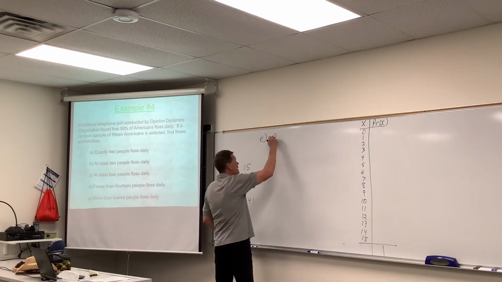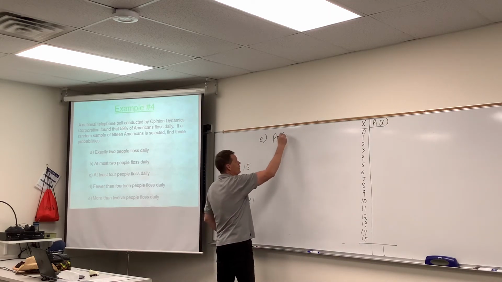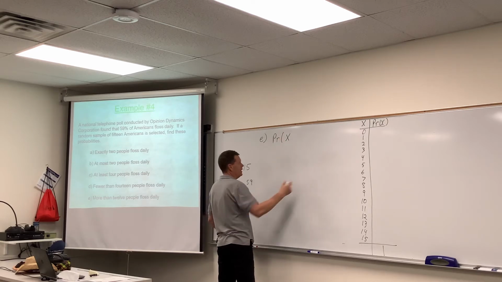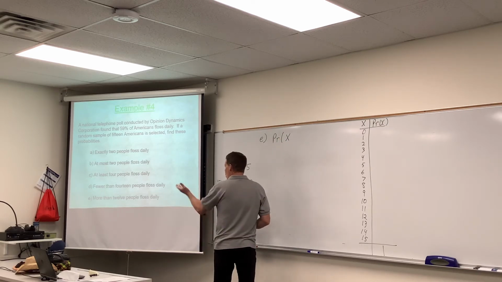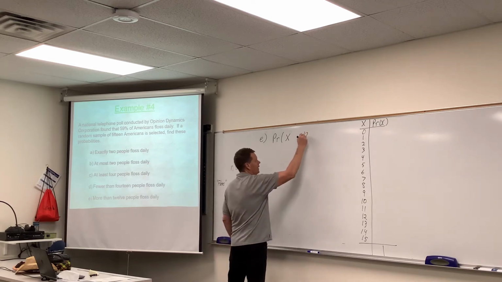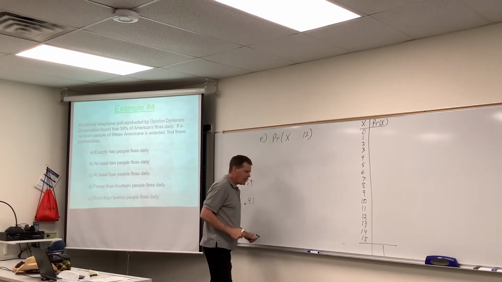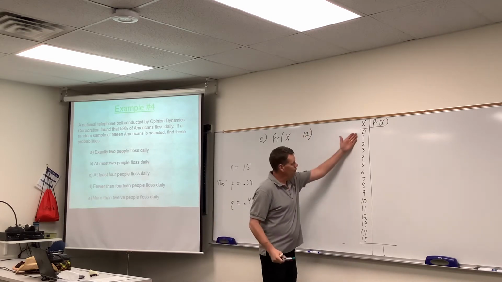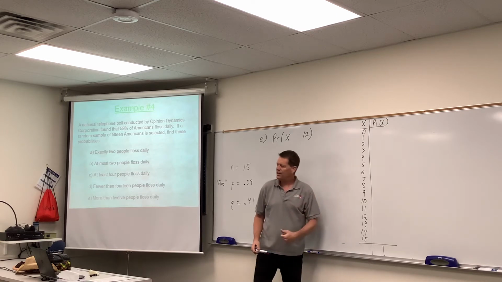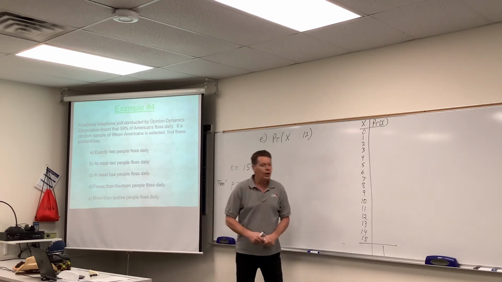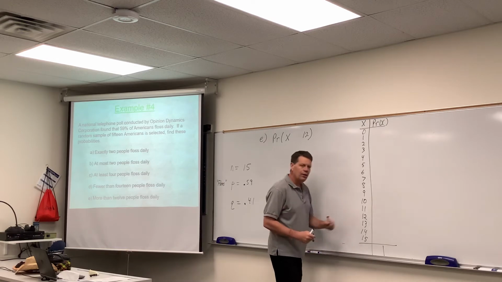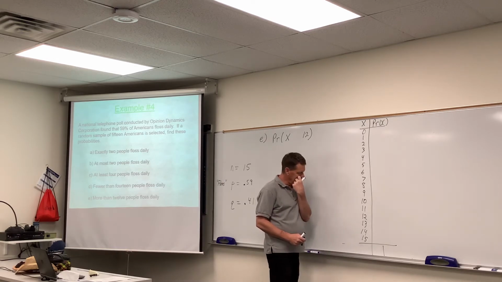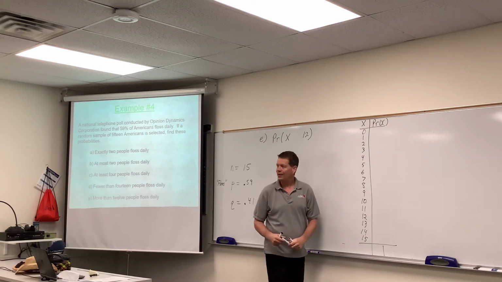And in part E, it says, what's the probability that the number of people in the group of 15 is more than 12? All right, so let's look at this. Which of these numbers over here from 0 to 15 satisfy the description of being more than 12? Does that include 12? No, it doesn't. You're right.